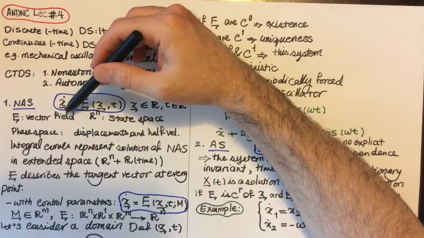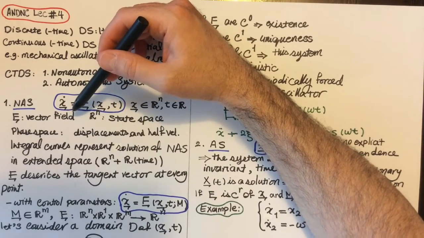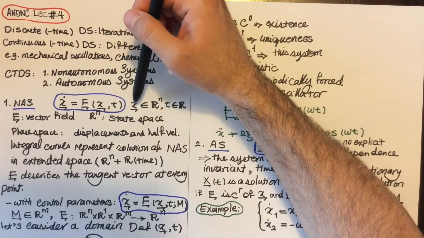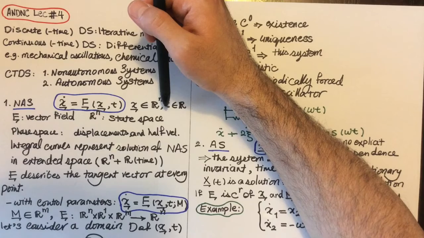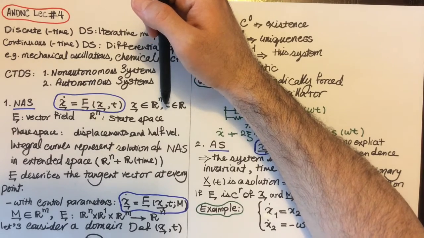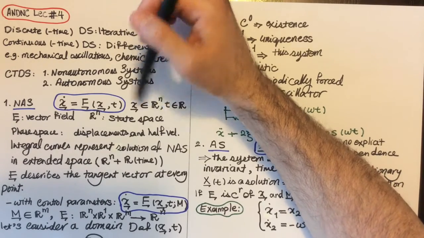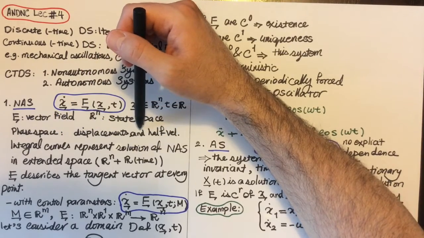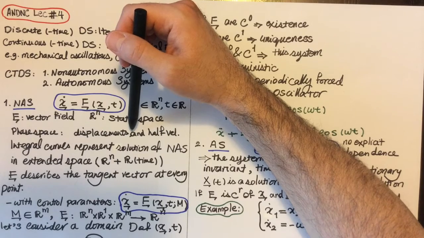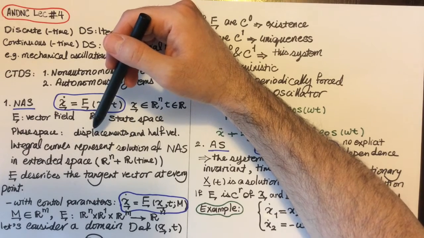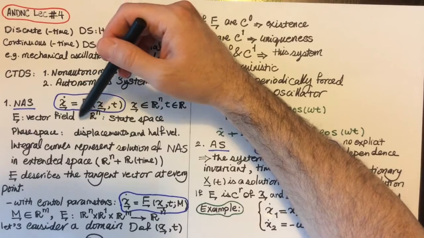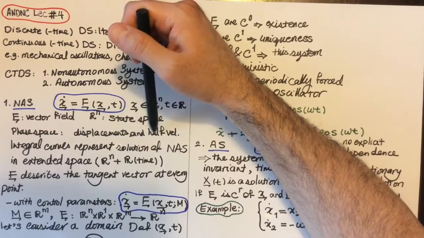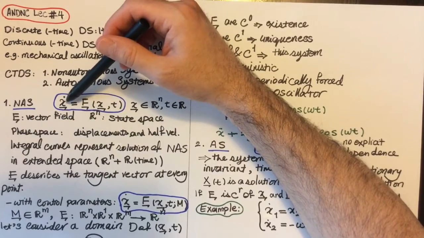F is again our vector field. It could be linear, it could be nonlinear. Rn is our state space. X belongs to Rn, our Euclidean n-dimensional space. And then we have phase space. If half of the variables are obtained on the left hand side by differentiating the other half, displacement and velocities, for example, then that's called the phase space.